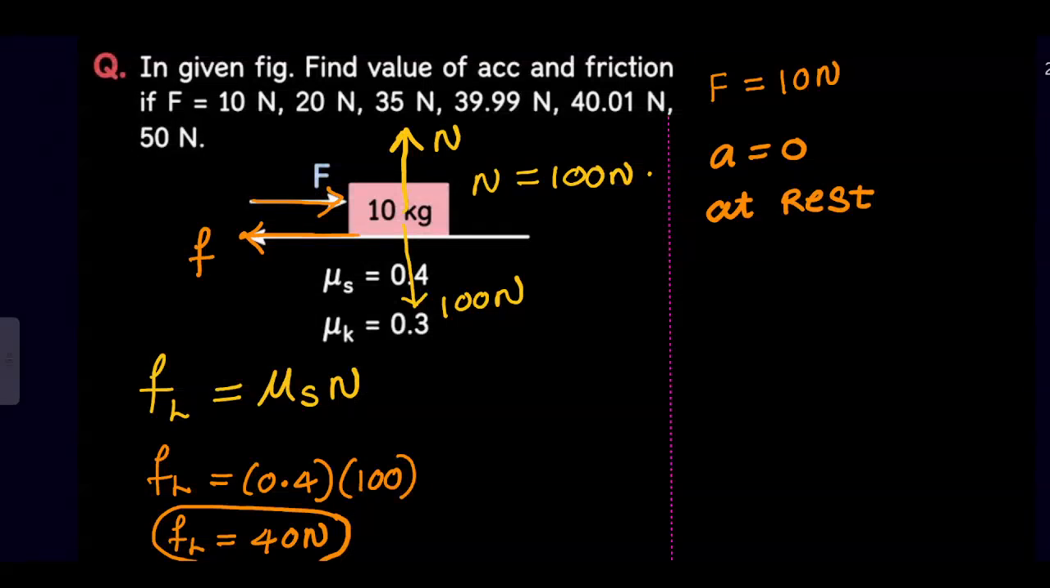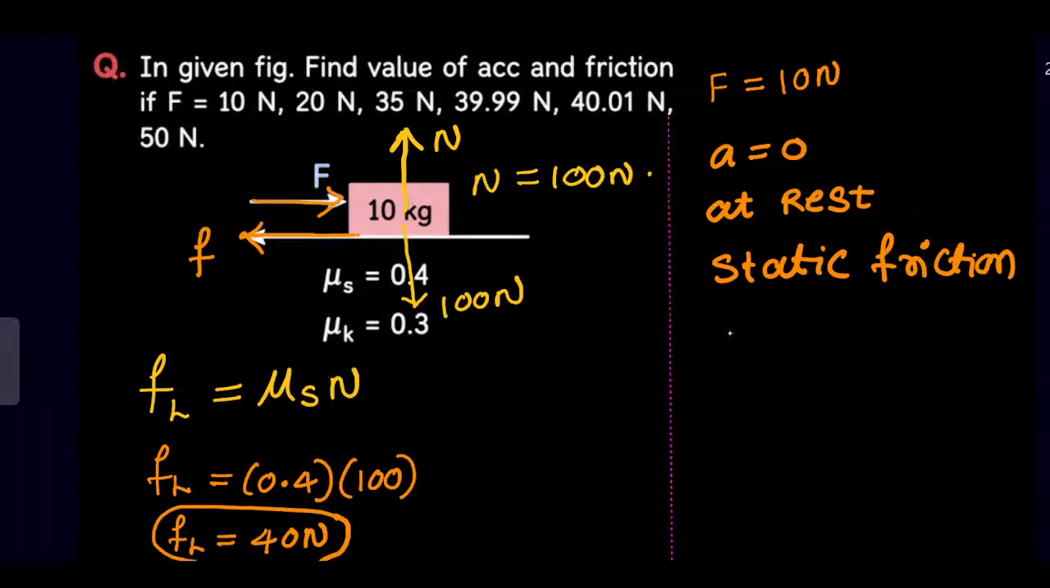So what type of friction is this here? Static friction. Now you tell me, then how much will be the frictional force? Now your point will come into the picture. If the body is at rest, the left force must be equal to the right force. Now in this case, this is the limiting friction, the maximum opposing force. We applied 10 newtons, but still the body is at rest.